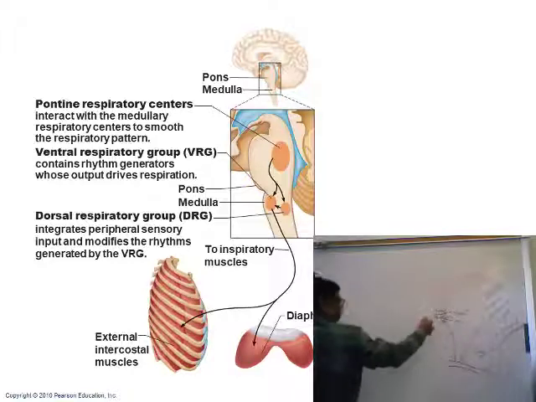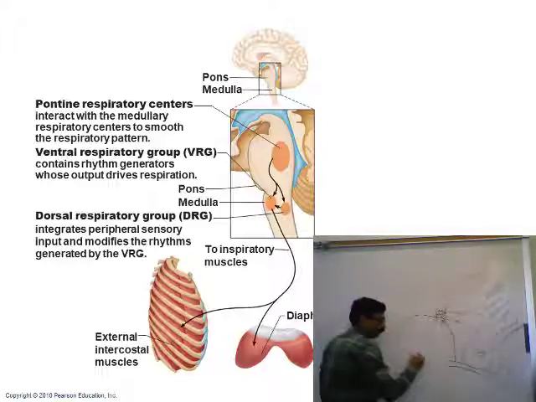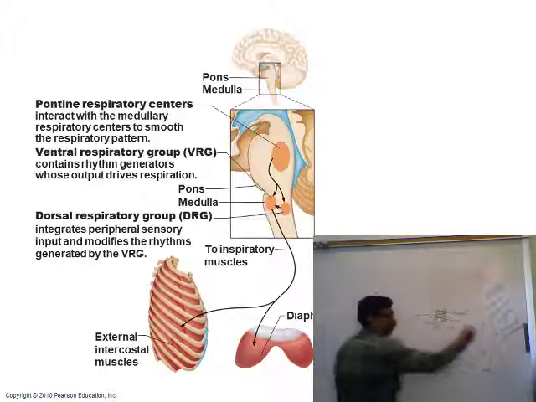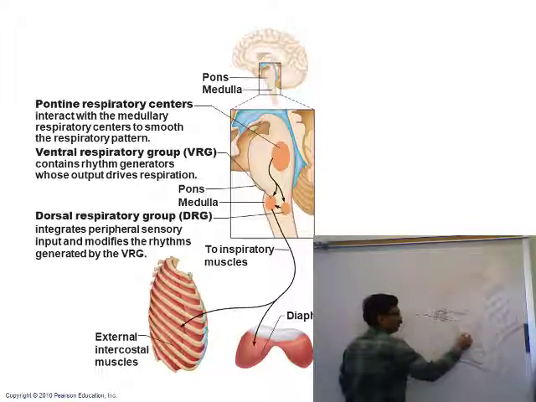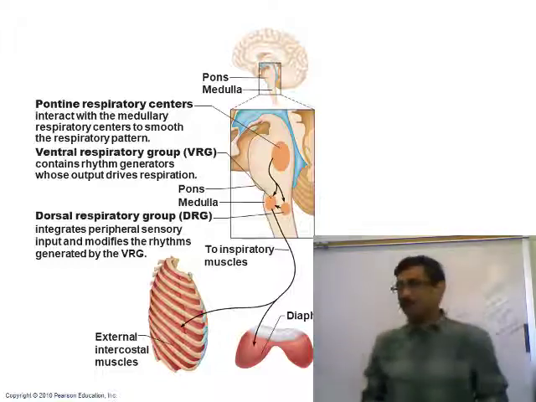So the dorsal will send a signal to the ventral and tell the ventral that the lung has expanded enough. Now send a signal to the lung to stop. So the ventral sends a signal to the diaphragm and the intercostal muscles. Those are two muscles, you know that. Intercostal muscles in the chest wall and the diaphragm in the bottom of the lung. So the ventral sends a signal to what? Intercostal muscles and diaphragm, right?